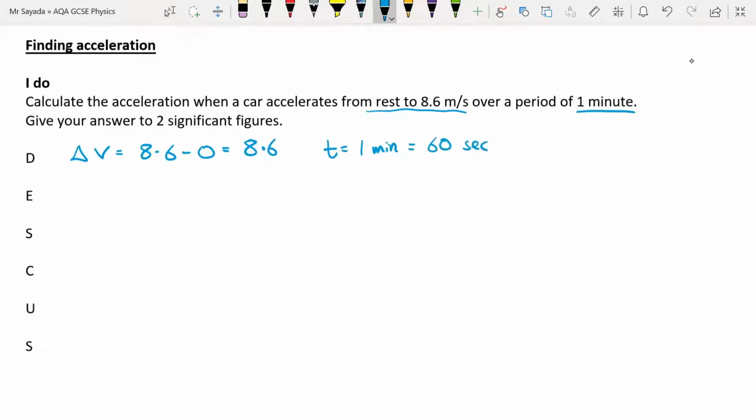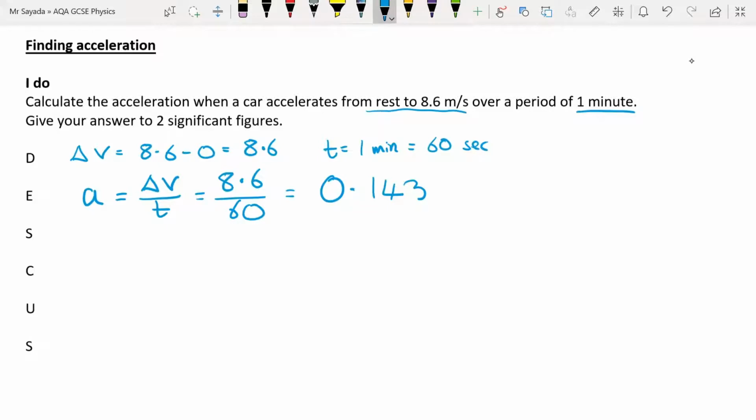Next, we write down the equation. So acceleration is change in velocity over time. The change in velocity is 8.6. The time is 60. You're always allowed to use a calculator in physics. So I type that into my calculator and I get an answer of 0.143.